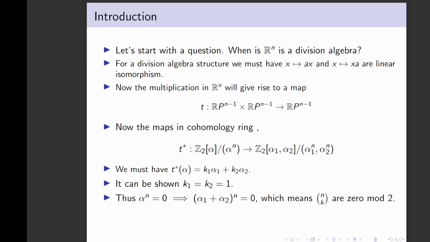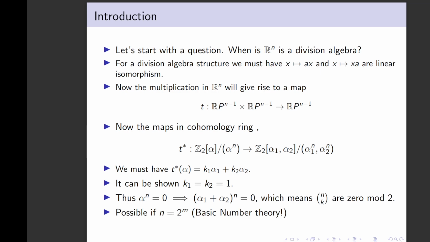And since we know that alpha to the power n is 0, we see that (alpha 1 plus alpha 2) to the power n is 0, which means every binomial coefficient here is 0 mod 2. Because alpha 1 and alpha 2 are generators, it shouldn't depend on alpha 1 or alpha 2. By some simple number theory, you can show that n has to be a power of 2. And there is more we can say about this.